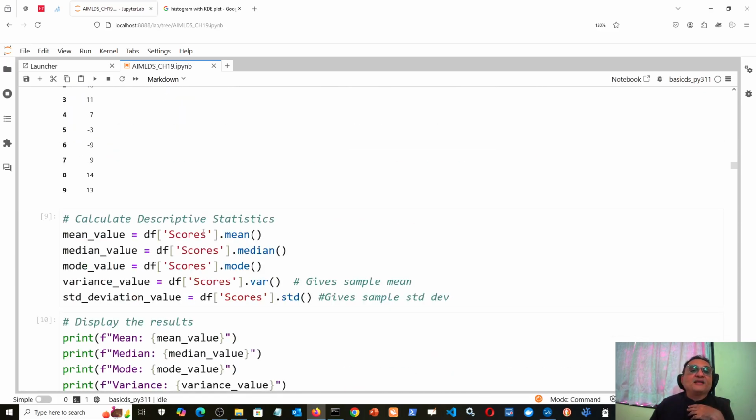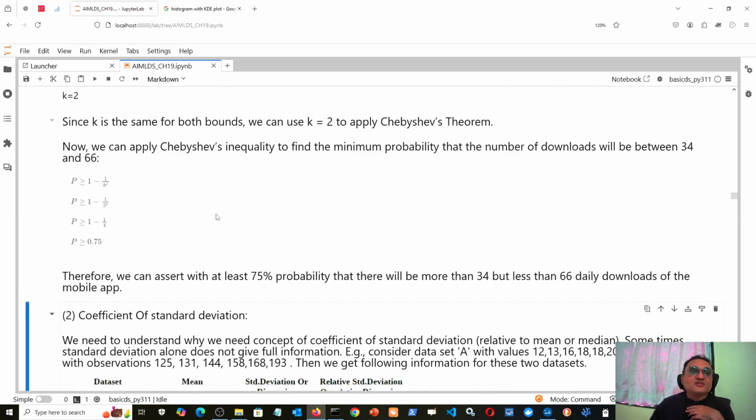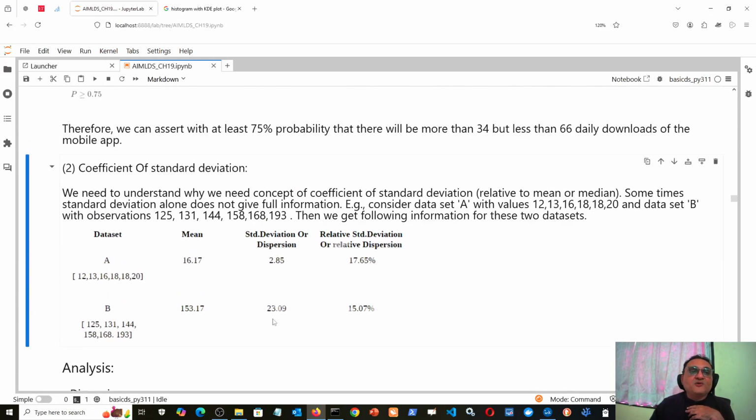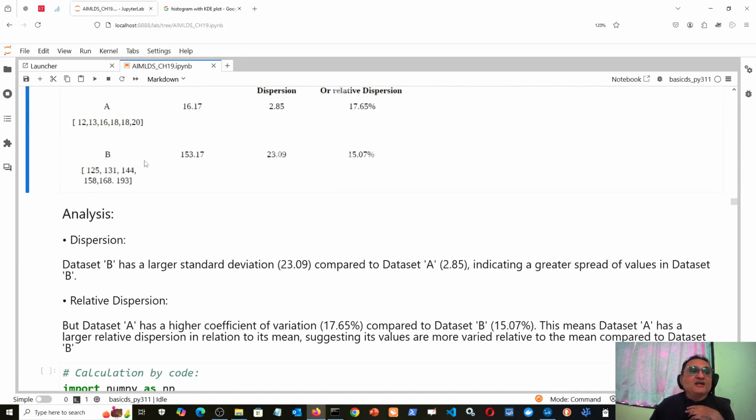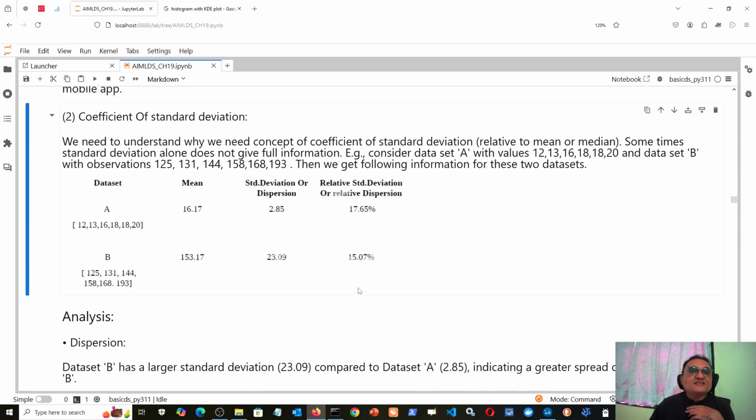We will compare them by finding the ratio of standard deviation to the respective means. And to our surprise, we find that this has a lower ratio, so the relative dispersion is less. That parameter, the ratio of absolute standard deviation to mean, is called relative standard deviation.